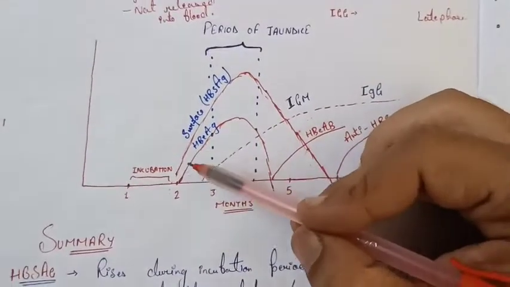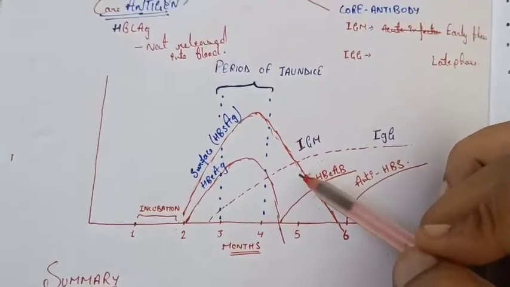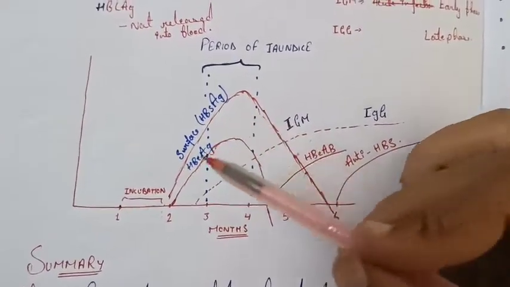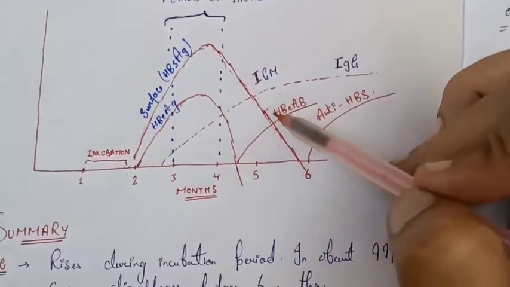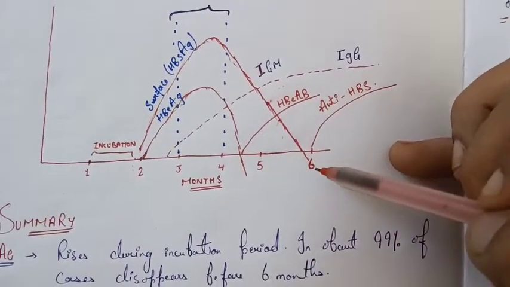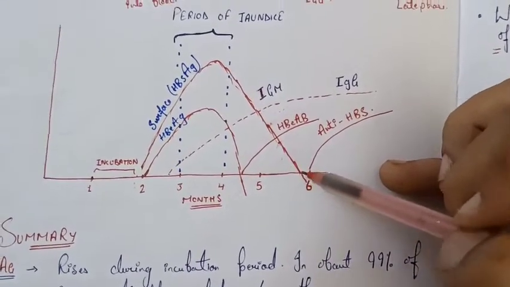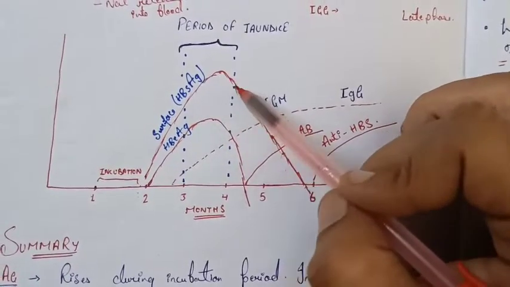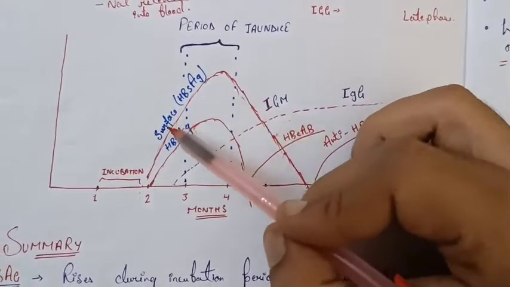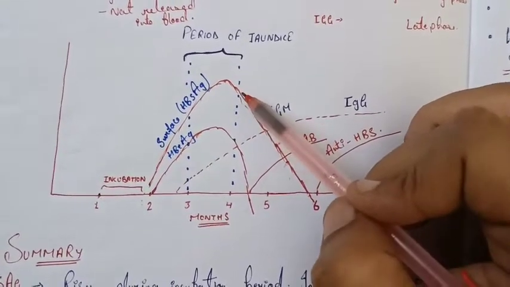So first of all, the surface antigen starts appearing in our bloodstream. When does it appear? It appears during the time of incubation period, and in about 99% of the patients, it starts declining or completely disappears at around 6 months. It is at its peak during the time of infection. When the infection is at its peak, the hepatitis B surface antigen is also at its peak.